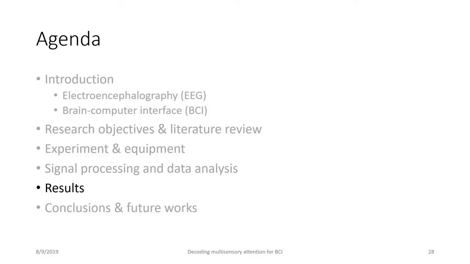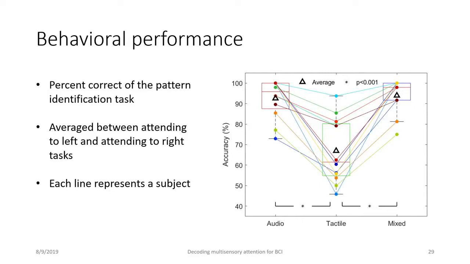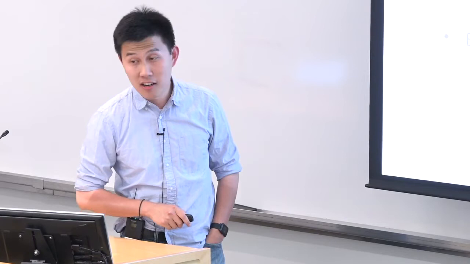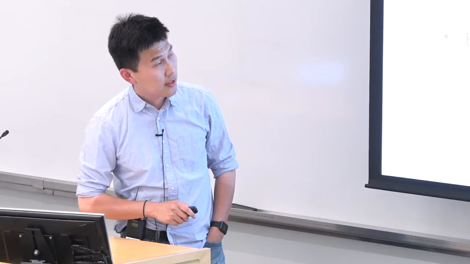So results, what do we have? As I said, this is the behavioral performance. Each column represents each modality, and each line represents a single subject. And we can see, obviously, the tactile task is really hard. Everyone got lower results than the other two for the behavioral. It's really hard for them to identify the pattern on the tactile, maybe because the wrist is not very sensitive to those frequencies, so it's really hard to tell.